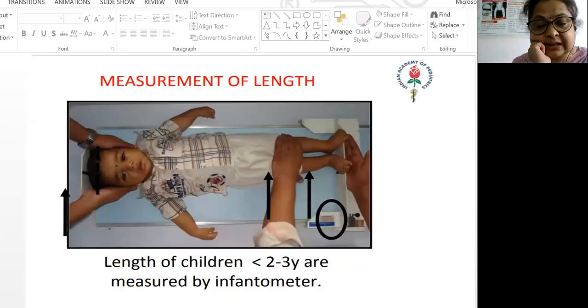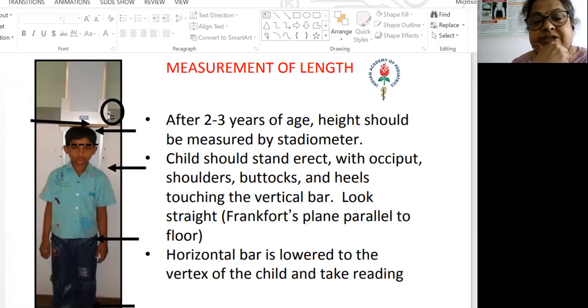Now, measurement of length. Length of children less than 2 to 3 years can be measured by the infantometer, as the child cannot stand, or can stand but cannot cooperate and cannot understand your instructions. So you should take the length by the infantometer. But after 2 to 3 years of age, you can take the height by the stadiometer. Okay, this is the stadiometer. You know how to take the height.